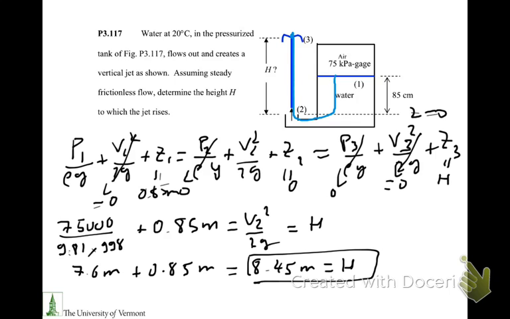And I can even calculate the velocity at 2, which is V2 equal to the square root of 2gH, and that's equal to 12.9 meter per second. There you go. That's easy.